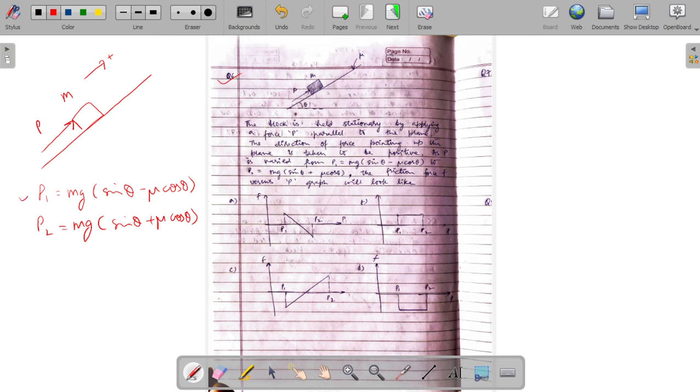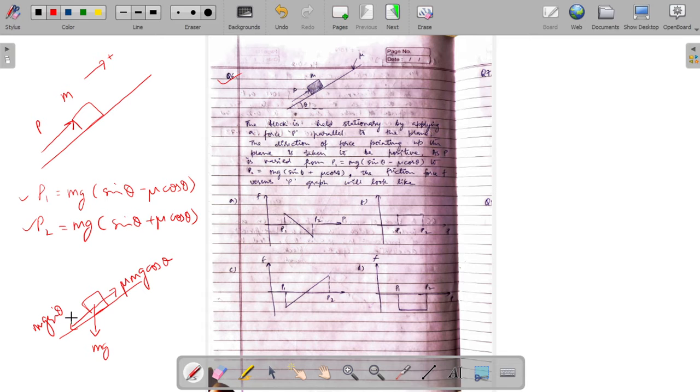So we are given some values of P1 and P2 and we are asked what would be the variation of friction with the applied force if the system is at rest. So upon careful analysis of the values, let's say first we are analyzing P1 only. It contains mg sin theta and mu mg cos theta. The value mg sin theta is going to balance the component of the gravitational force which acts in downward direction, and the value mu mg cos theta is the force of friction which acts in upward direction.